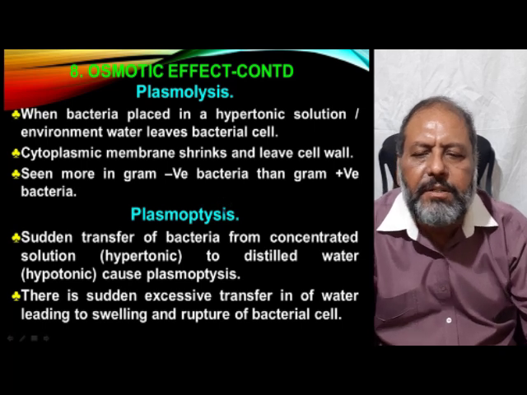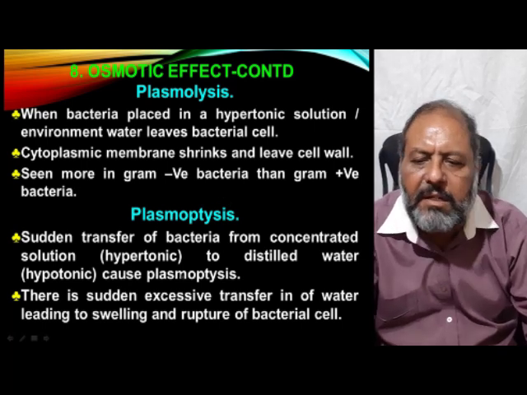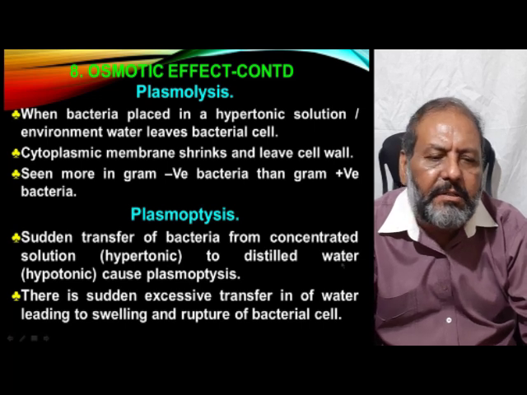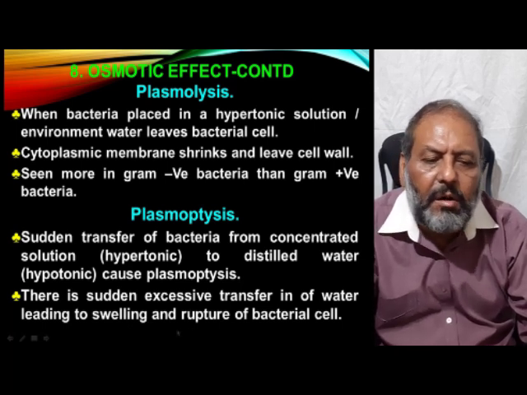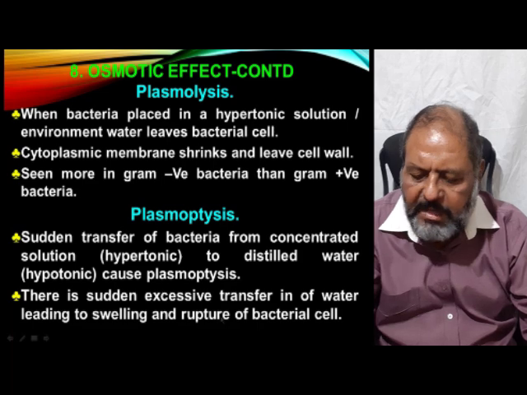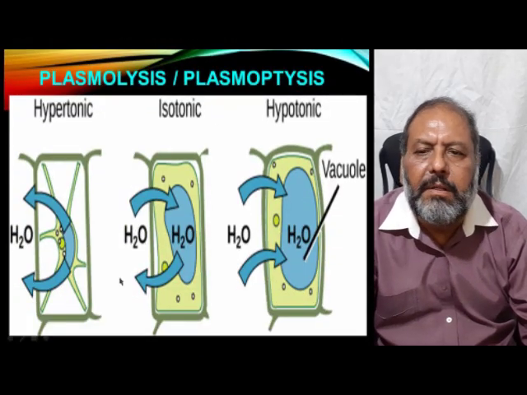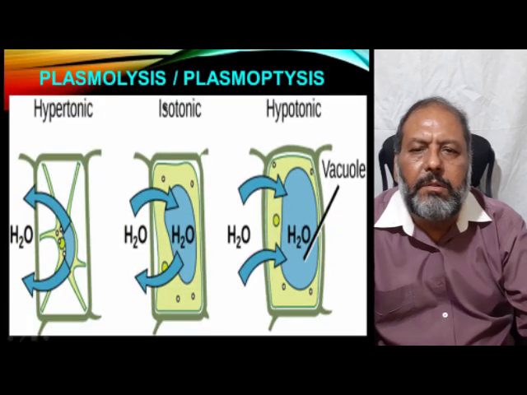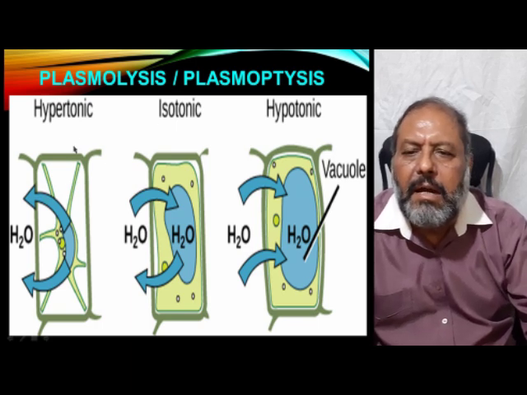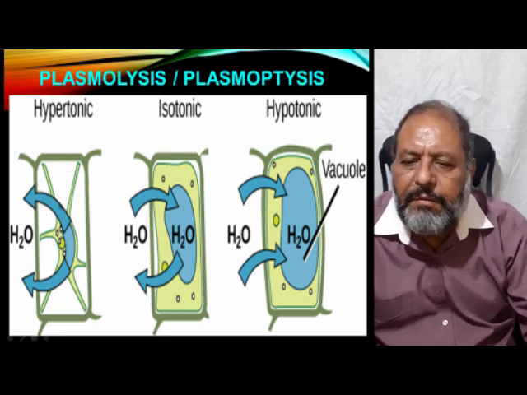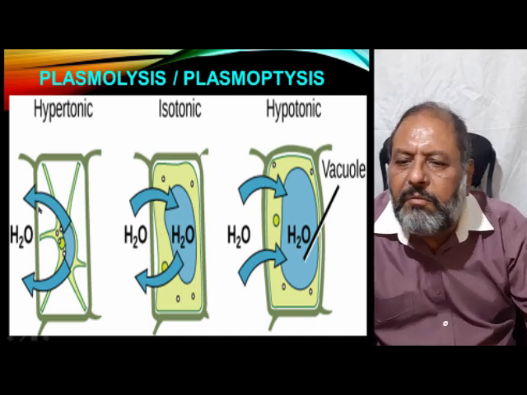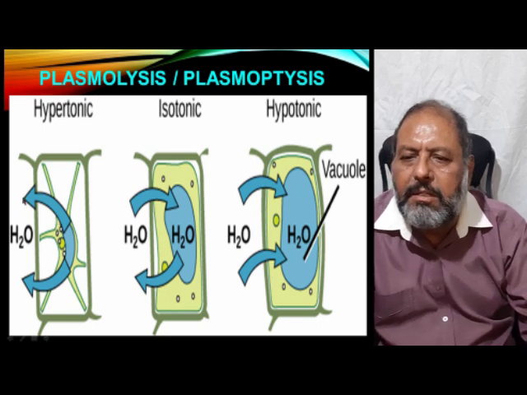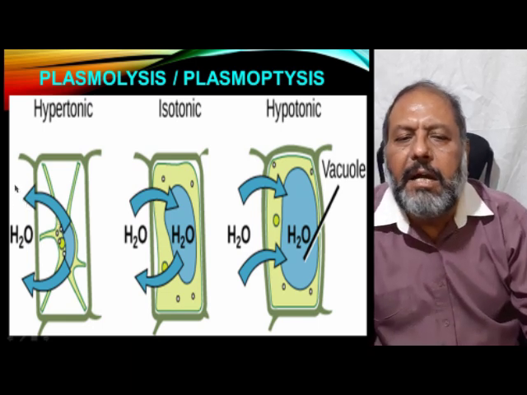Then plasmoptosis: sudden transfer of bacteria from a concentrated, hypertonic solution to distilled water, which is hypotonic, is called plasmoptosis. There is sudden excessive transfer of water in, leading to swelling and rupture of the bacterial cell. Here one can see the plasmolysis, and here hypertonic. If these bacteria are exposed to a hypertonic environment, the water inside the bacteria will come out to the environment to make it isotonic.